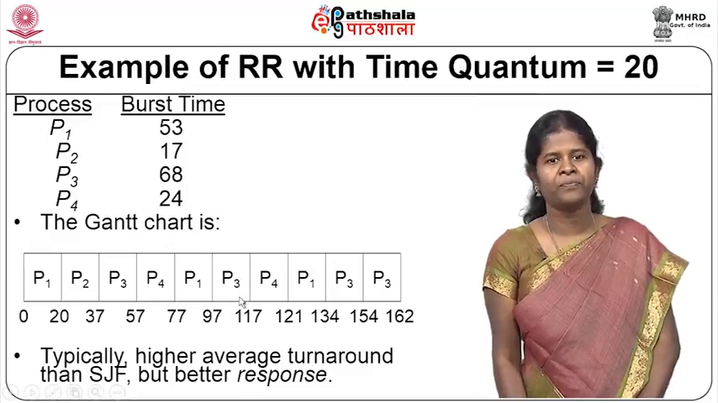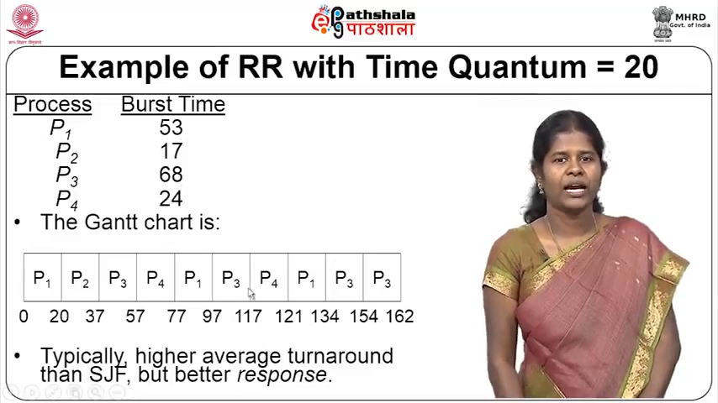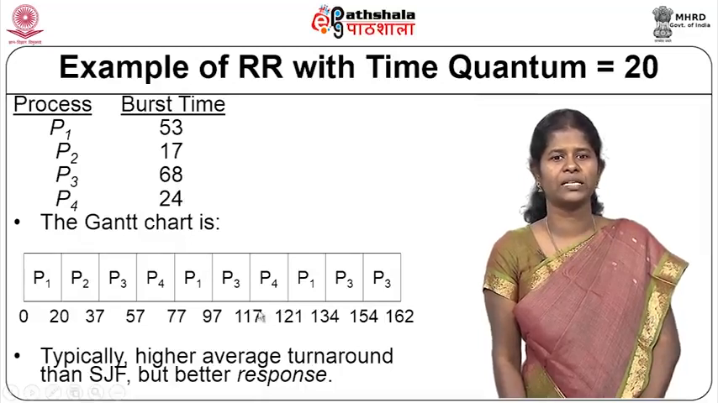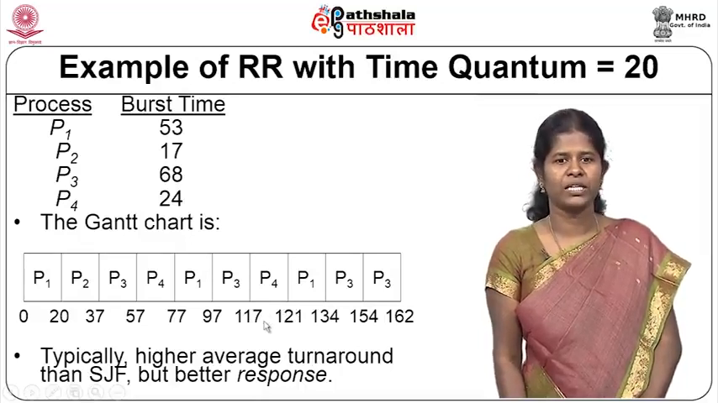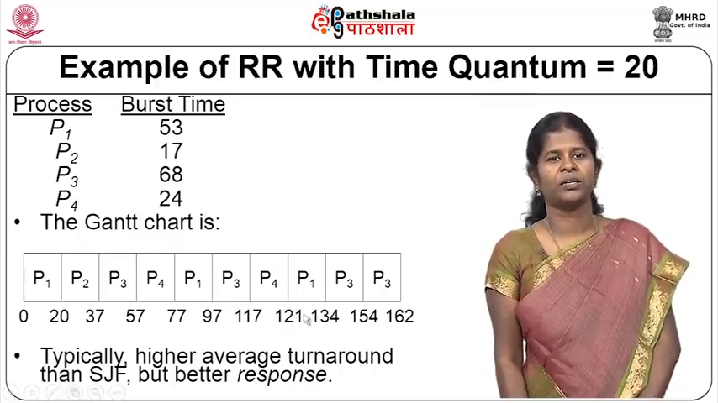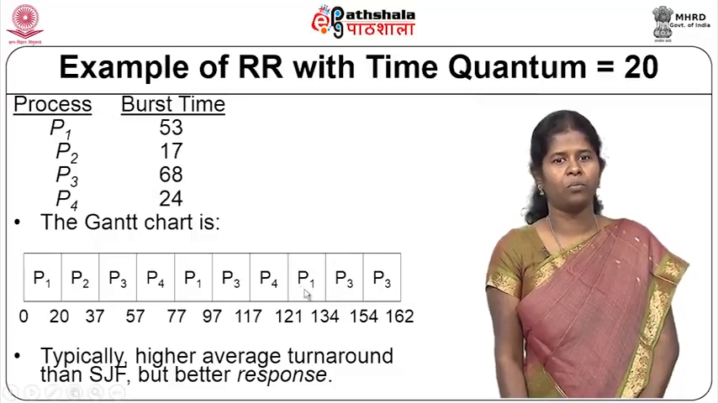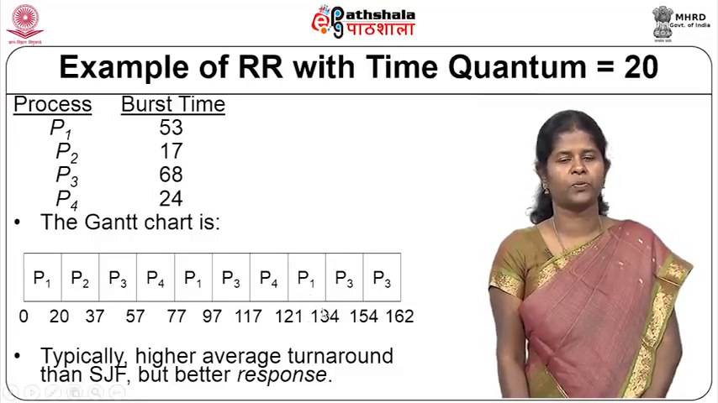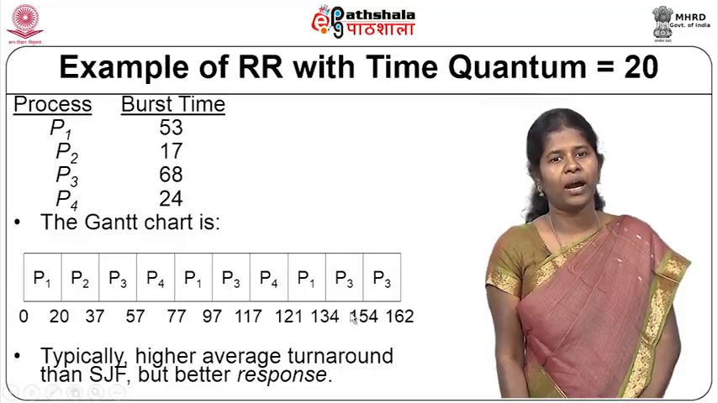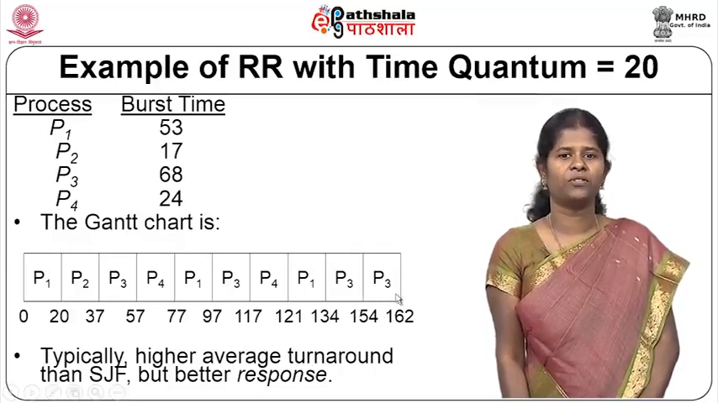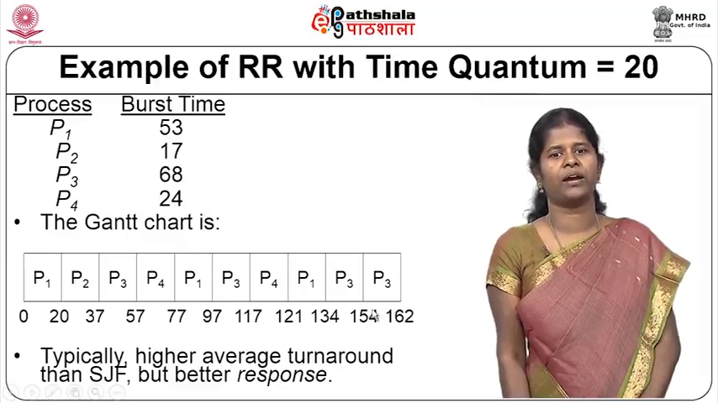And for P3, 40 gets over, it has to run for 28 more milliseconds, and P4 needs only 4 more milliseconds. So, from 117 till 121 it will run and finish off its CPU burst. Now, the remaining processes are P1 and P3. P1 needs 13 more, it will finish off at this point, and then P3 had already finished 40, 20 it will finish, then 8 more will be remaining, 8 more it will finish and run.